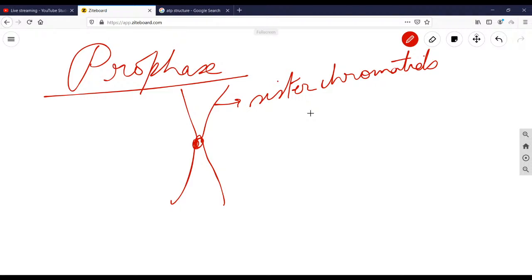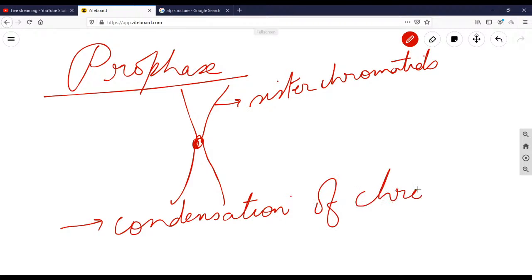Now, during DNA replication, we know that the genetic material is quite loosely packed as chromatin. But for mitosis, the DNA needs to be more tightly packed. That is known as condensation of chromosome. You might have heard of this event. Condensation of chromosome.